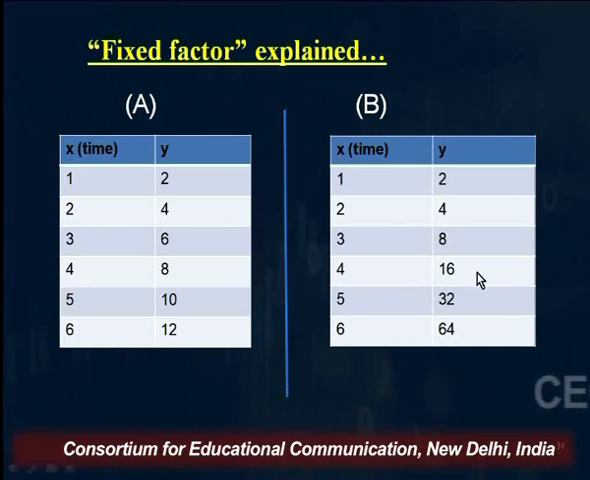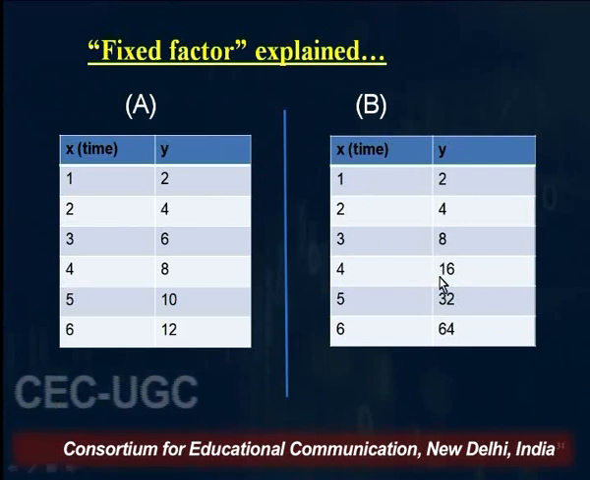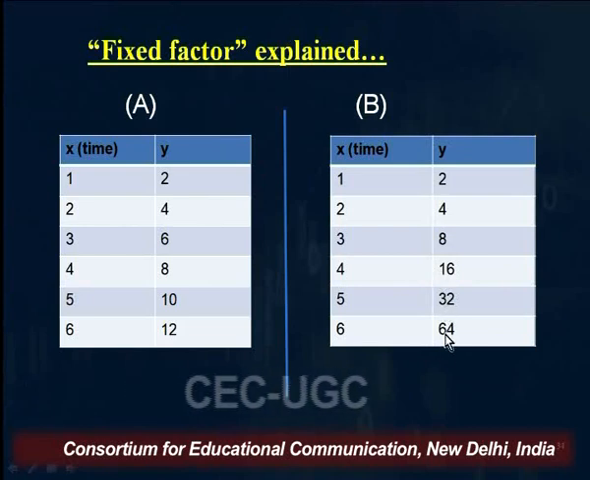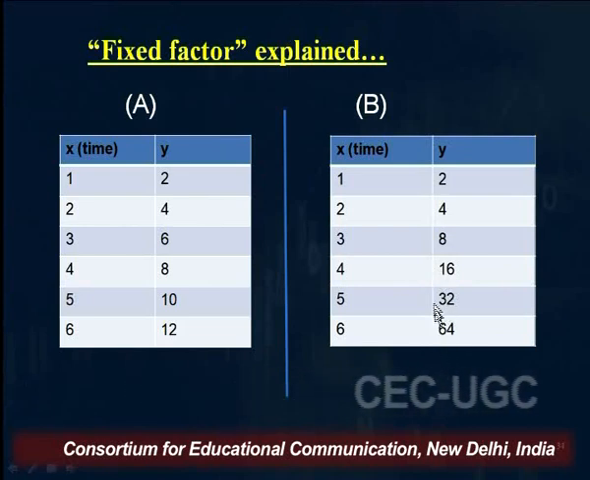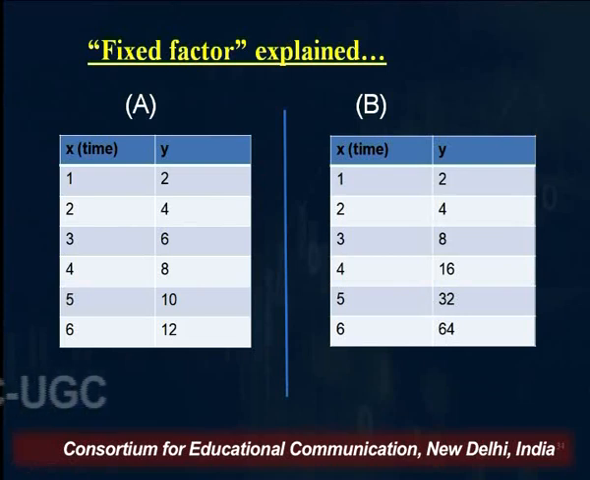Now in contrast, look at what's happening in scenario B. On day 1, the value of y is 2. On day 2, it's 4. On day 3, it's 8. On day 4, it's 16, then 32, then 64 and so on. What is happening? Every successive time period, the value is doubling, right?